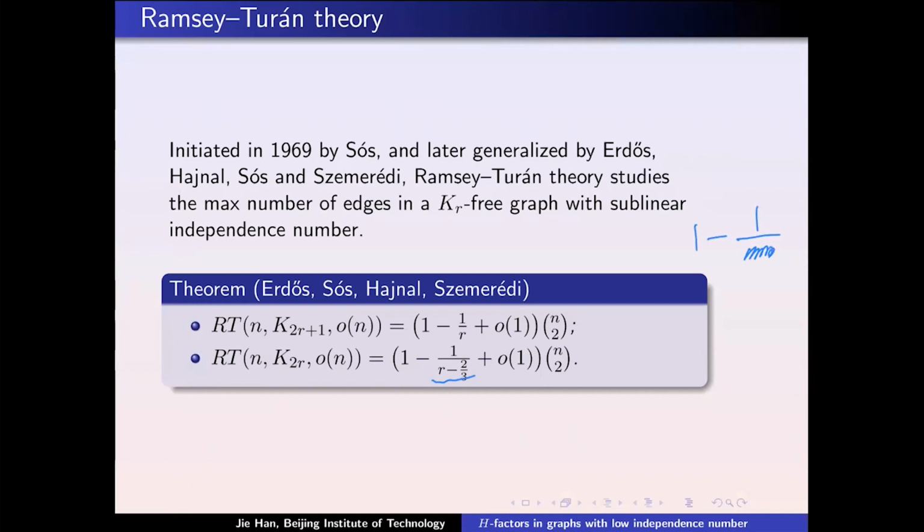Okay, so later we will introduce the factor problem under the Ramsey-Turán setting. And there also we try to look for the correct parameter that we put in there, namely this 1 minus 1 over something we'll try to put there.